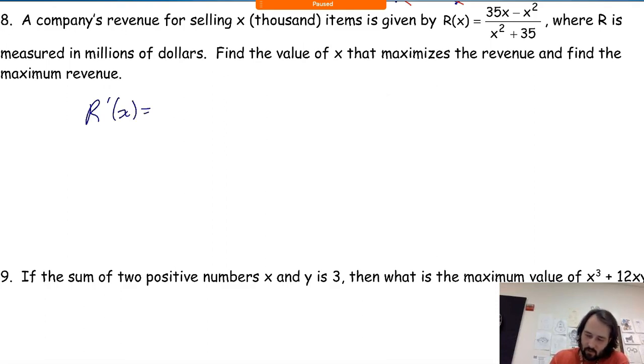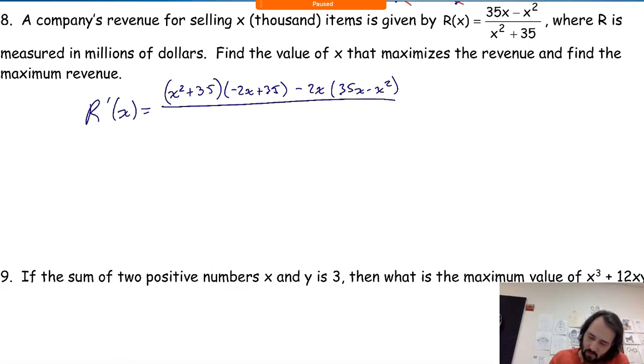So low d high. So low is x squared plus 35. D high would be negative 2x plus 35, minus high d low. The derivative of low is 2x, so 35x minus x squared, all over low squared. All right. The denominator is never going to be equal to 0. That's not possible because it's squared. So really, I'm just trying to figure out when the numerator is equal to 0.